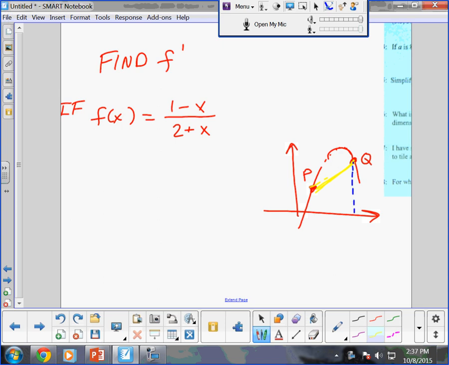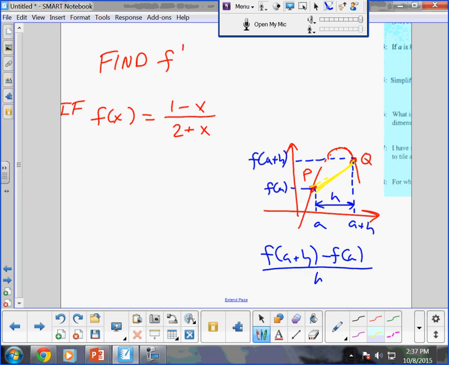A plus H, A, F of A plus H. Hey, Tony, listen up. Do you see the yellow line is going to have a slope of F of A plus H minus F of A all over H? Rise over run, right? Algebra 1 time. The yellow line slope is this. So, to be sure, A is the point and H is the distance to the next one.